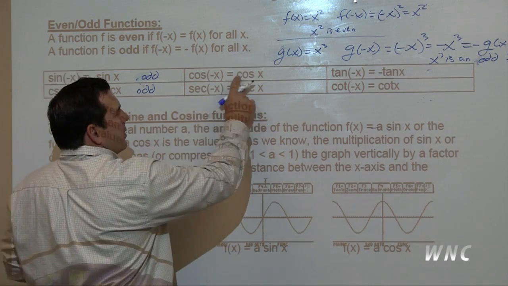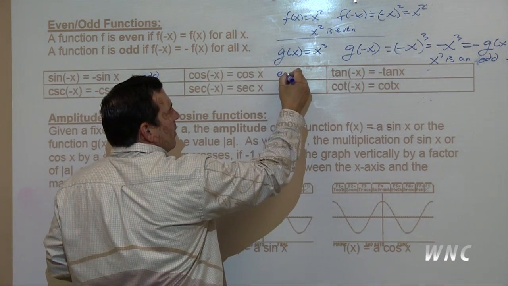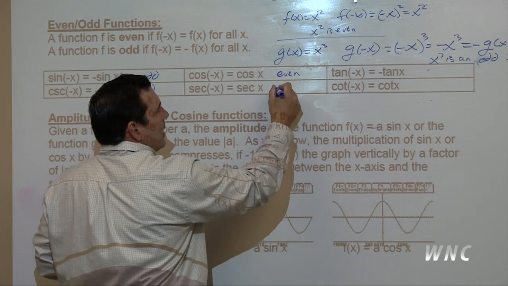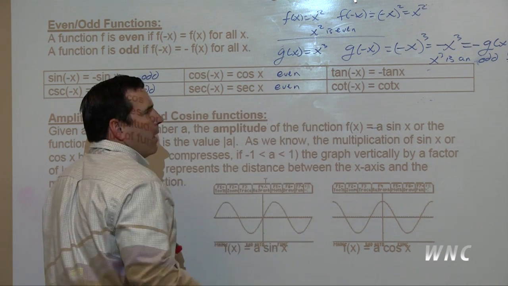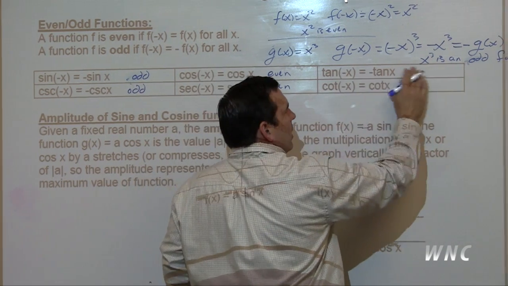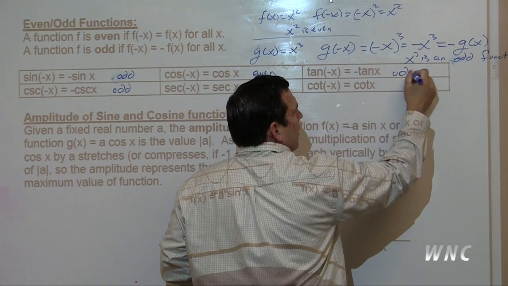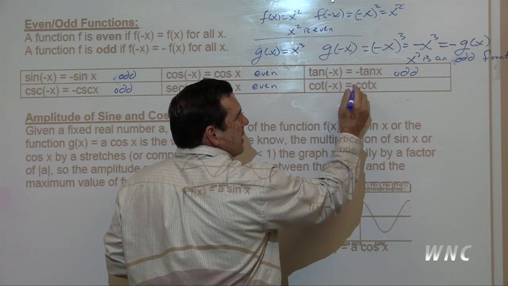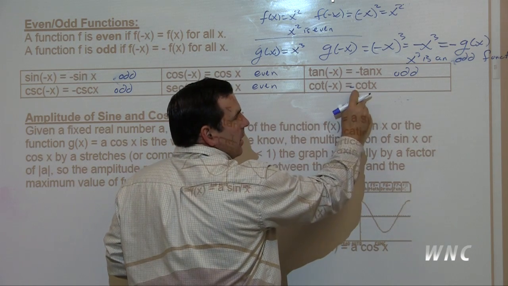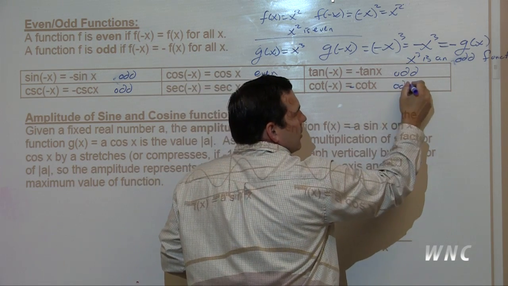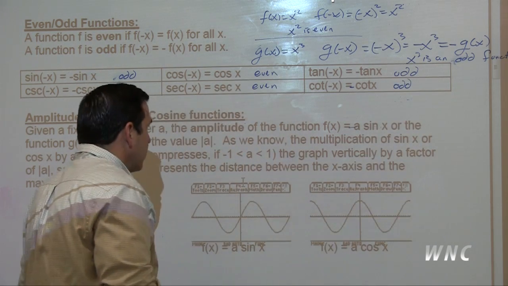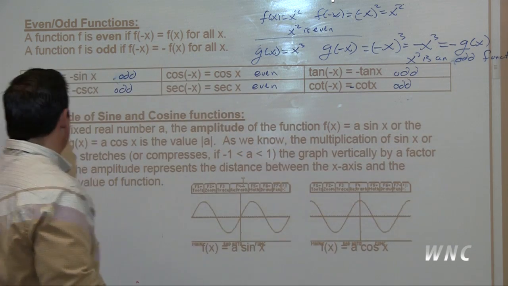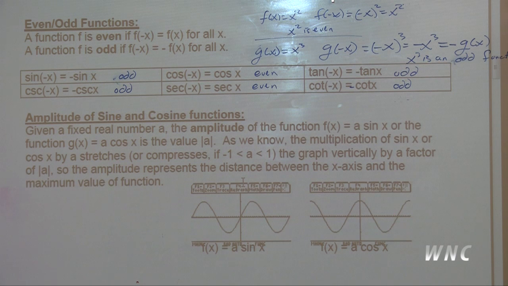Cosine of negative x is cosine of x. That makes it even. Same thing with secant. It's an even function. And tangent of negative x is negative tangent of x, so it's odd. Cotangent of negative x is the negative of cotangent x. It is also odd. So our trig functions will be even or odd.